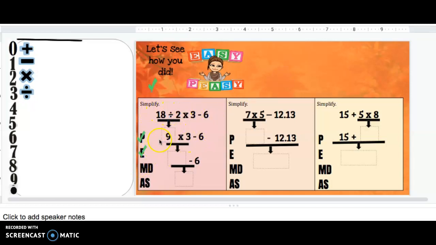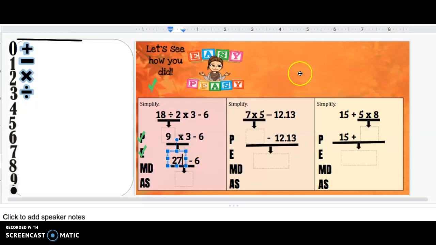Okay, then we have to go back to our PEMDAS. Multiplication, division. Still checking, I see multiplication and subtraction. So I have to do my multiplication next. So that's 9 times 3. 9 times 3 is 27.